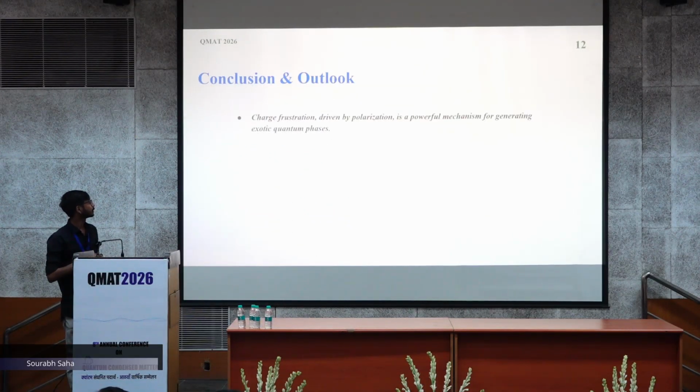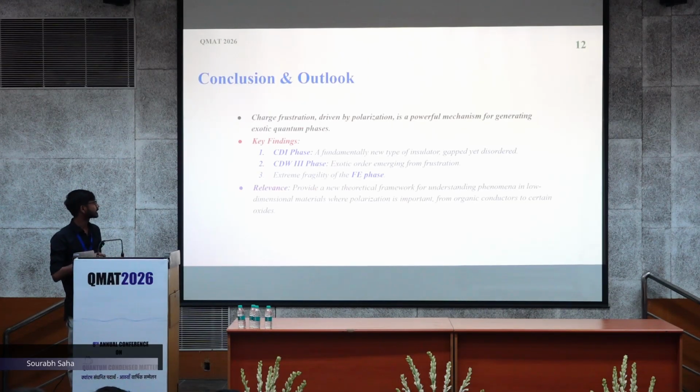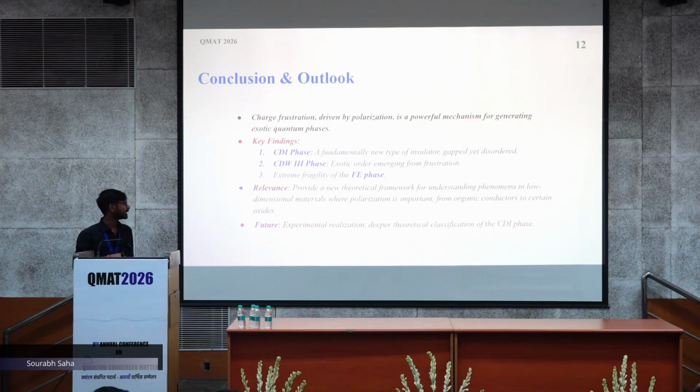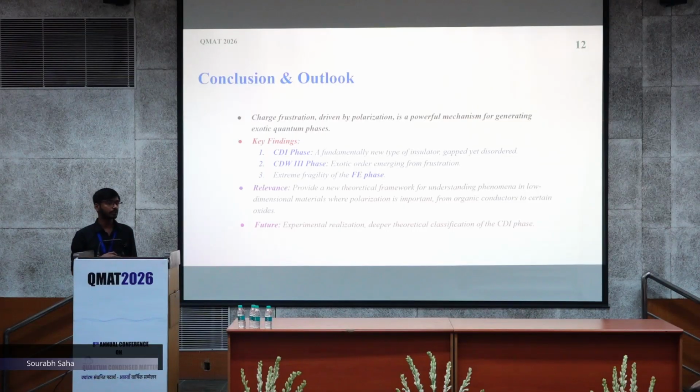So in summary, charge frustration driven by the polarization effect is a powerful and previously underappreciated mechanism for stabilizing exotic phases, and we obtain mainly three very exotic phases, CDI, charge density wave 3, and ferroelectric. It provides a new theoretical framework for understanding phenomena in low-dimensional materials where polarization is important, from organic conductors to certain oxides. In future we hope that experimentally one can also find this type of phase, and a deeper theoretical classification of these CDI phases is still needed.